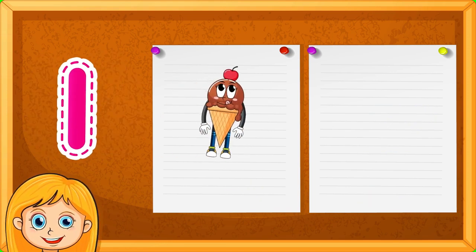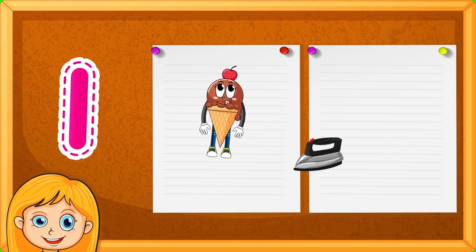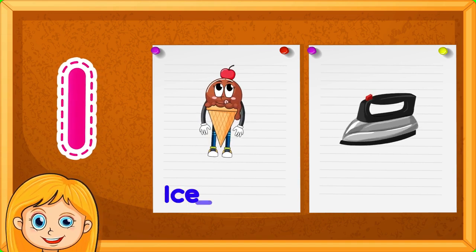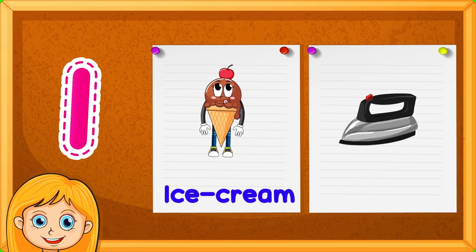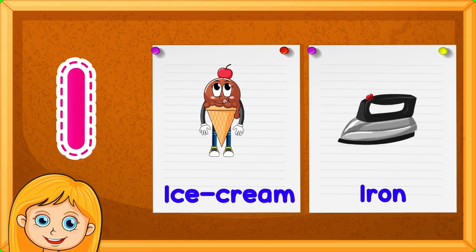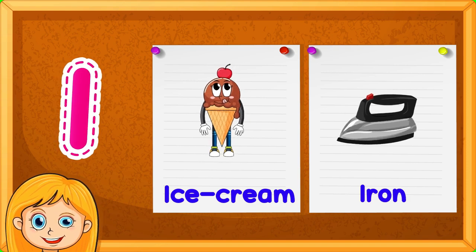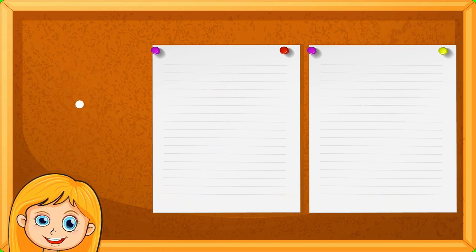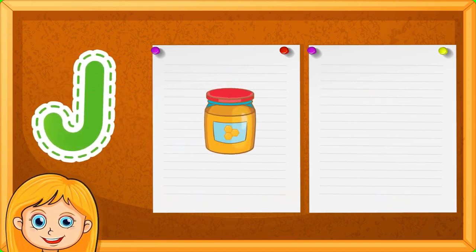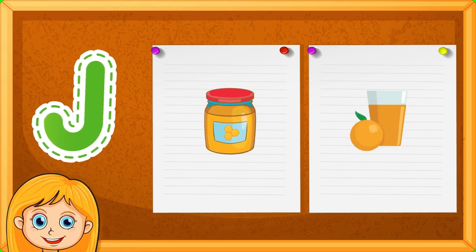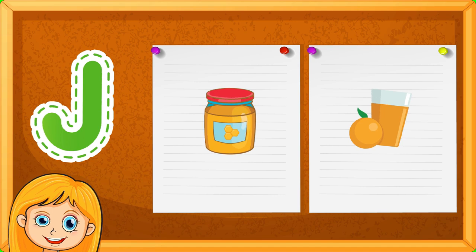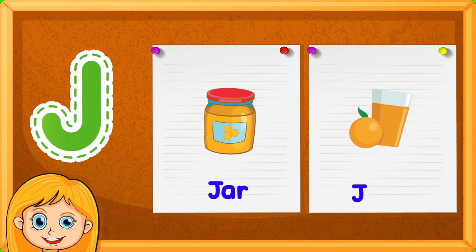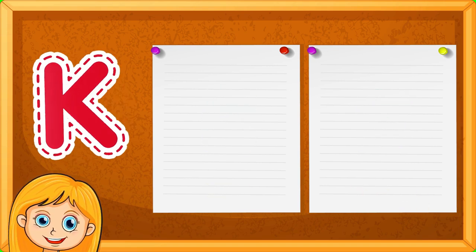I is for ice cream. I is for iron. J is for jar. J is for juice. K is for kettle.